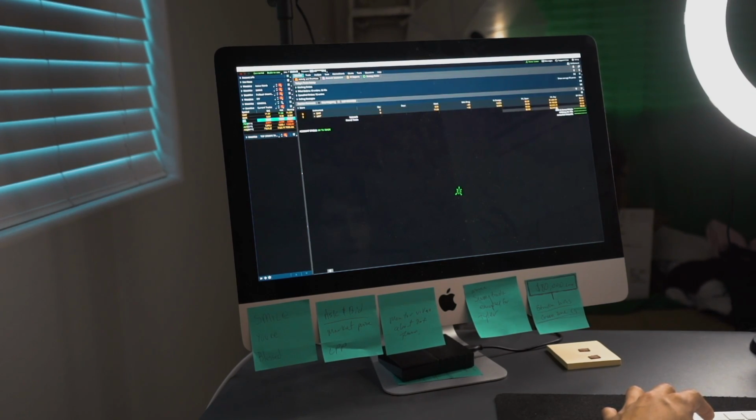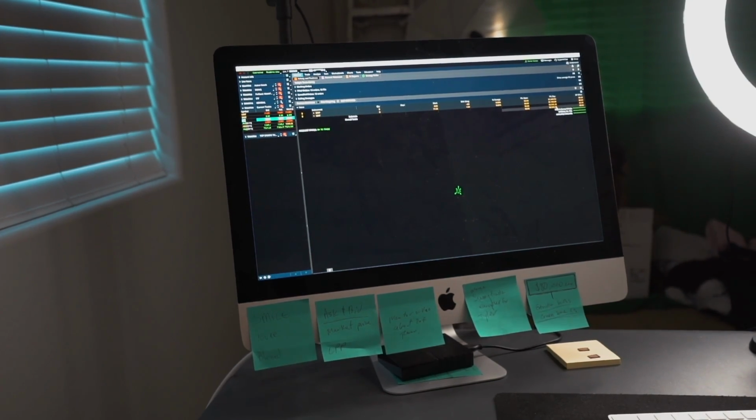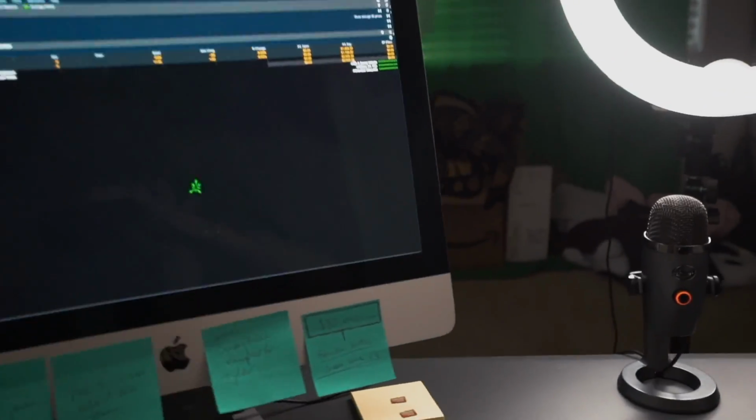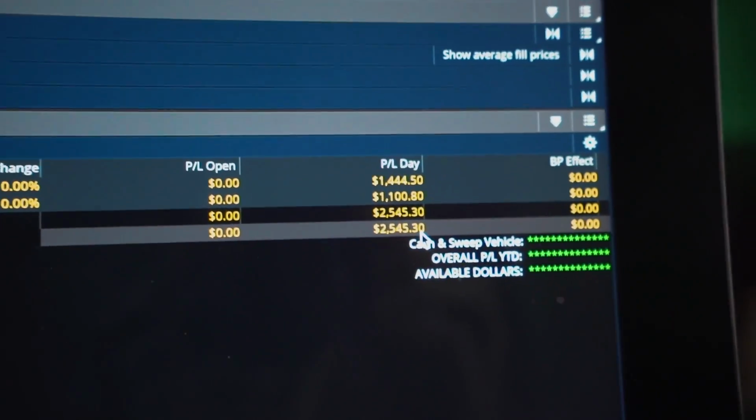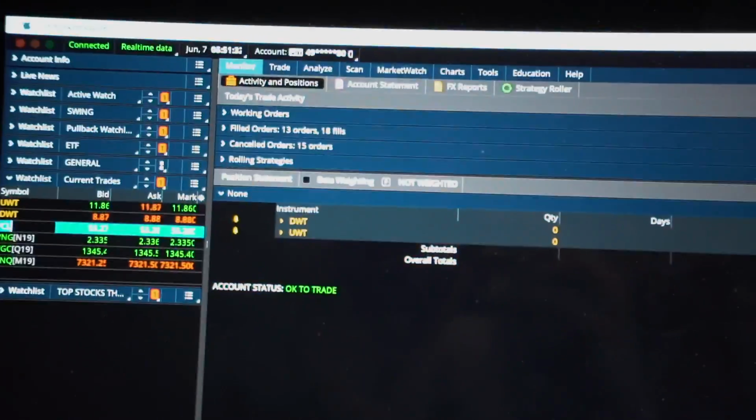So now on the day I'm at $2,545.30. So we should be able to see that, and you guys saw it all happen, right? So here we go. I missed my first original exit, but still did a decent job getting out. And again, this is with UWT and DWT. So not bad, not bad.